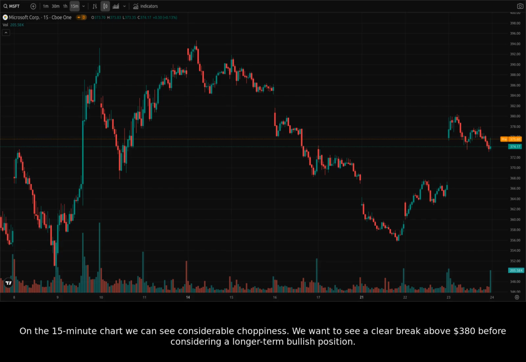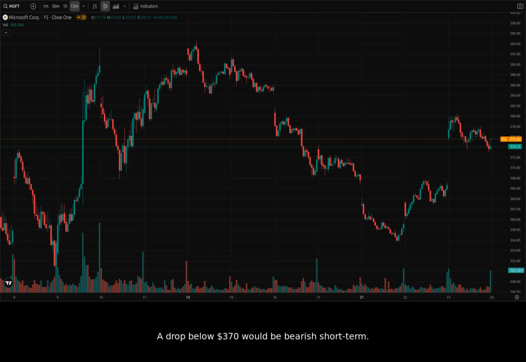On the 15-minute chart, we can see considerable choppiness. We want to see a clear break above $380 before considering a longer-term bullish position. A drop below $370 would be bearish short-term.